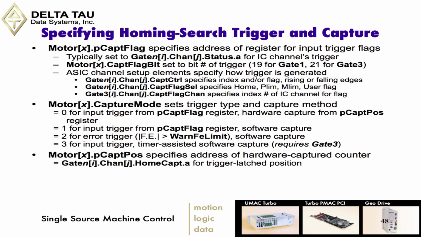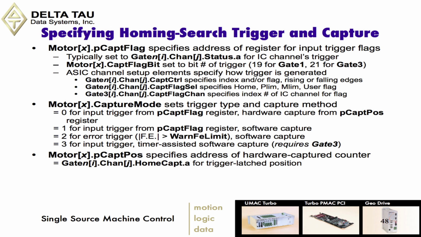Basically, we talked about setting up for position captures, and it's the same for a home move. So there's the PCAP flag. Capture control specifies how we're going to get it. Capture flag select tells us what's going to be the major flag that we're using. Is it going to be the home flag, the overtravel limit flags, or the user flag? And then capture mode sets the trigger and type of capture. So a 0 does a true hardware capture from the PCAP pause register. This is a part of the gate that tells what the most recently captured position was.